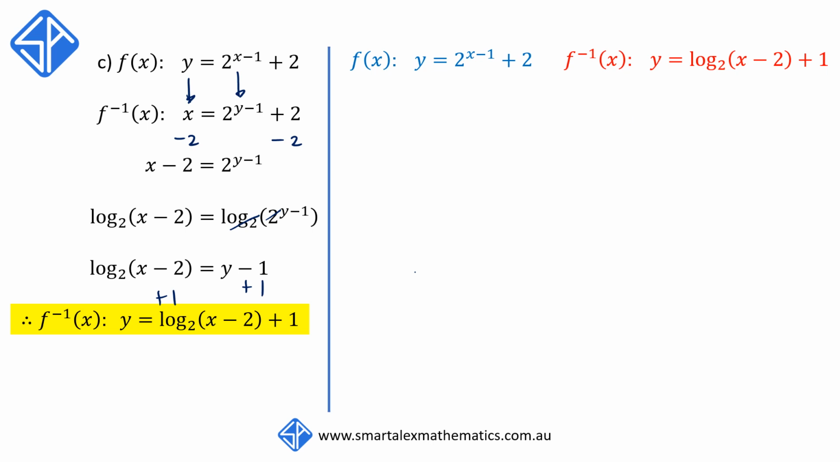For our original function f of x, we've got the exponential function that's been shifted 1 unit to the right and upwards by 2 units. This means that the domain of our function is going to be all real x, but the range will be y is greater than 2.